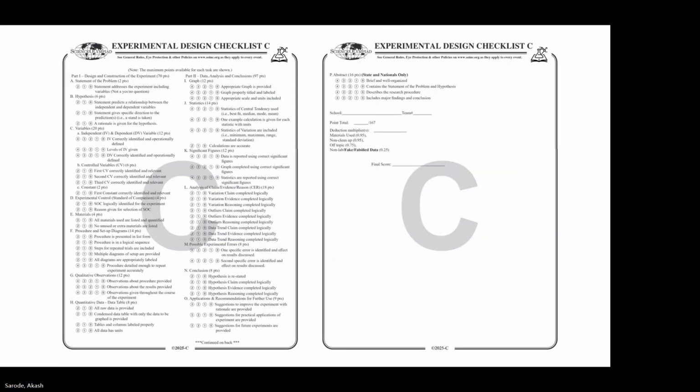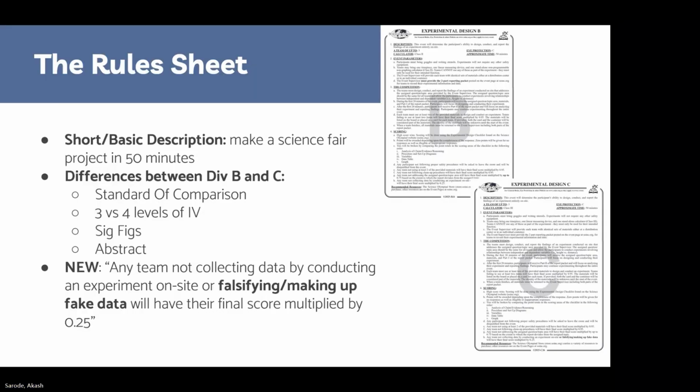I think, yeah, so this is the rubric for Division C. This is something that you want to look at and basically memorize before you even go into the event, the day of the competition. And before I get to the rubric, I want to mention that they did add something new to the rulebook. Well, this line that I pasted here has always been there, but they added this part that says falsifying/making up fake data.